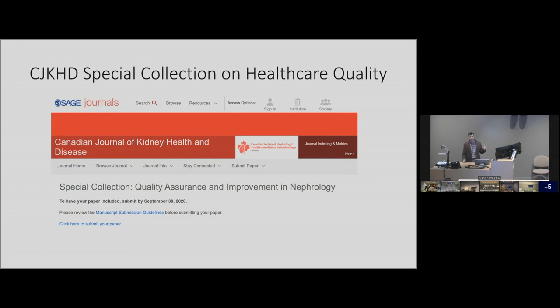And in an effort to improve reporting of all of the quality improvement that I think is going on in Canada but not being published, recently went live is a special collection on healthcare quality in the Canadian Journal of Kidney Health and Disease, which I'll be guest editing along with Jay Hingwala in Manitoba and Claire Harris here. So if you have a small project, if you have a narrative review, please, we are very interested in highlighting this work, which will be promoted and showcased on CJKHD once the collection is closed.